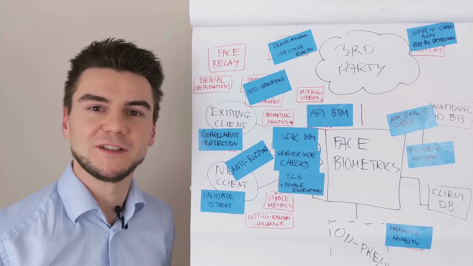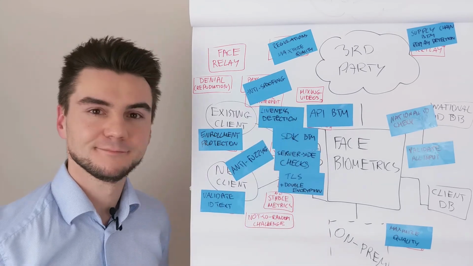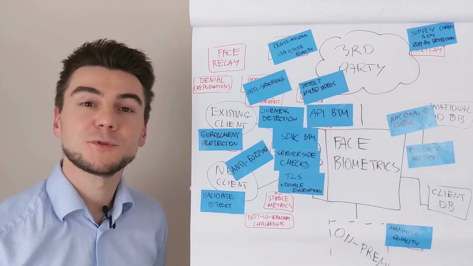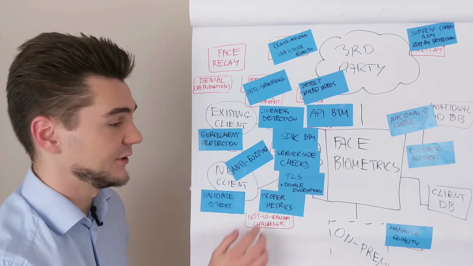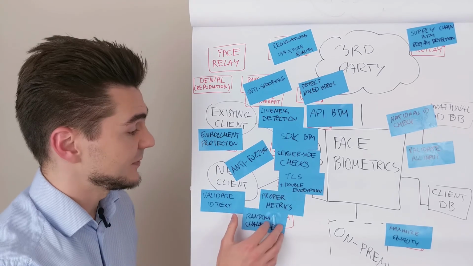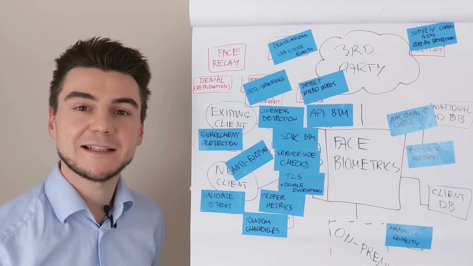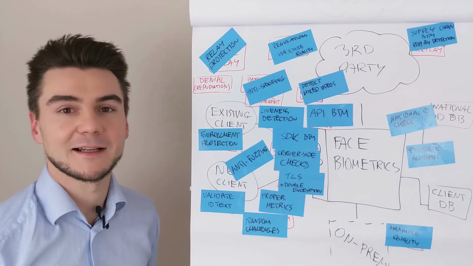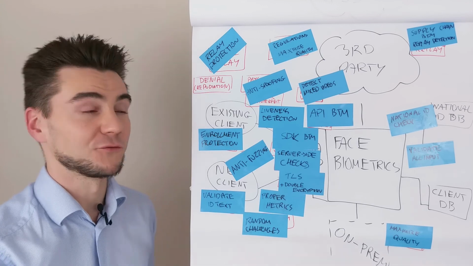Liveness challenge should detect animations and mixing videos. Proper metrics across the whole video. Random challenges should stop spoofing and replay attacks too. Protect the solutions against relay attacks. The last one is non-repudiation.